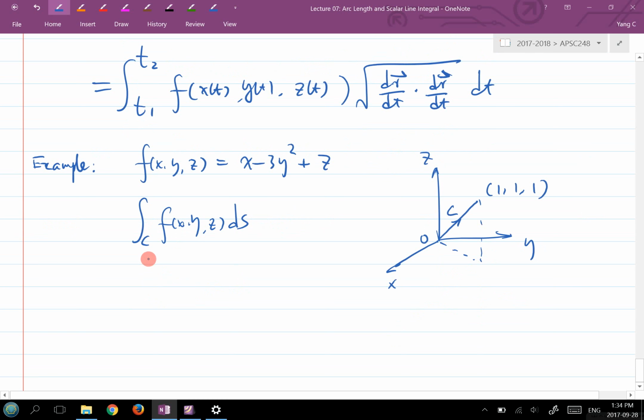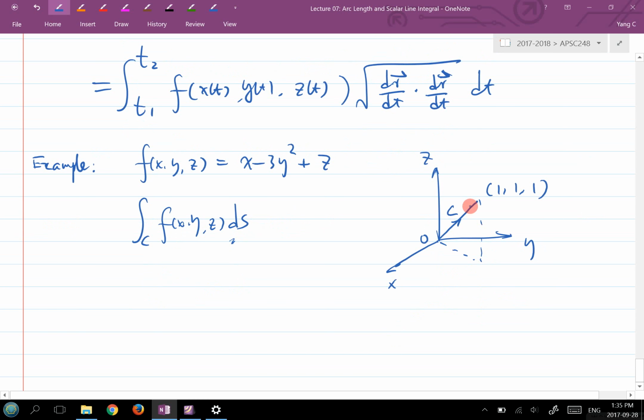You're given a curve C. Not necessarily will I give you the parametric equation for the curve C, and probably I'll just draw it out. But then, in order to calculate this scalar line integral, you need to obtain the parametric equation for this curve C.